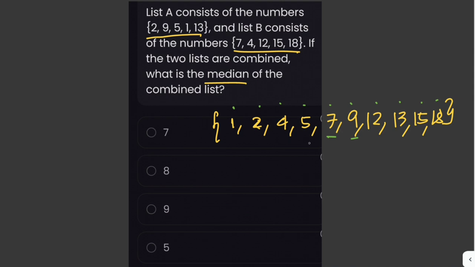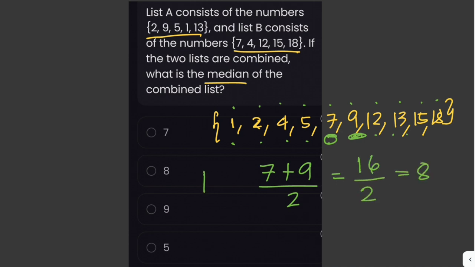So the median would be somewhere in between the middle, 1, 2, 3, 4, 5, this one, 6, 7, 8, 9, 10 here. So the middle numbers are 7 and 9, so we get the average of these two numbers. So we just have to add 7 and 9 and divide this by 2. So this is 16 over 2, which is equal to 8. Therefore, the median here is equivalent to 8.